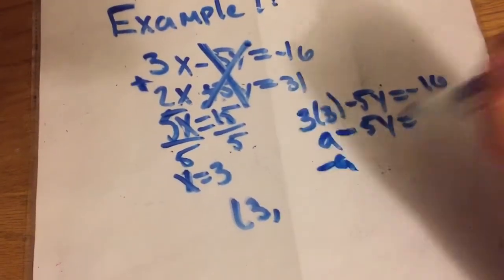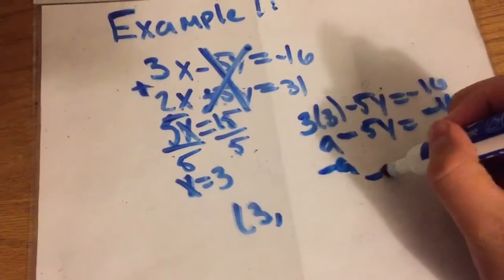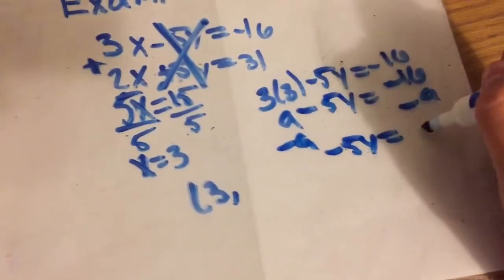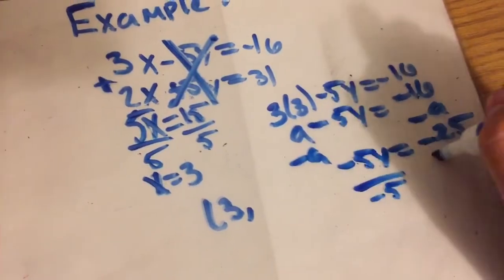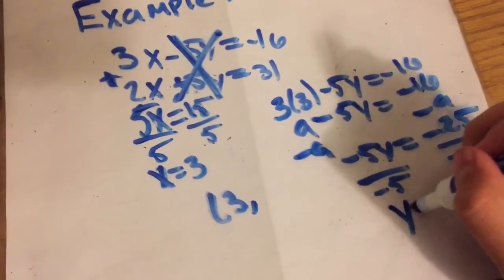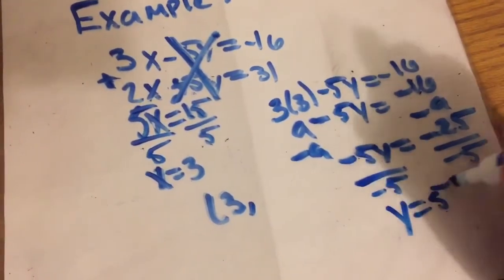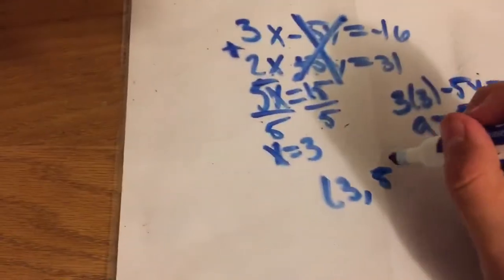After, you're going to subtract 9 from both sides. Negative 5y equals negative 25. Divide by negative 5. Y equals a positive 5. So your ordered pair is 3, 5.